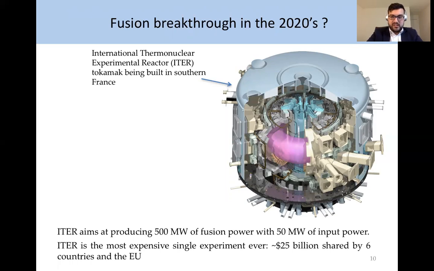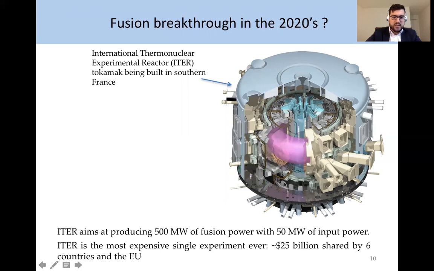That's up to now because there is an experiment being put together in southern France called the International Thermonuclear Experimental Reactor, ITER, which means the way in Latin. So that's essentially a tokamak. In pink here, you see the plasma, and around it, you see a myriad of diagnostics and coils that are necessary to diagnose and produce such plasma. What you see here is the size of one person. So it's really, really big.